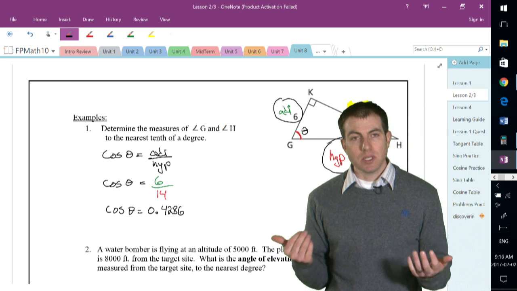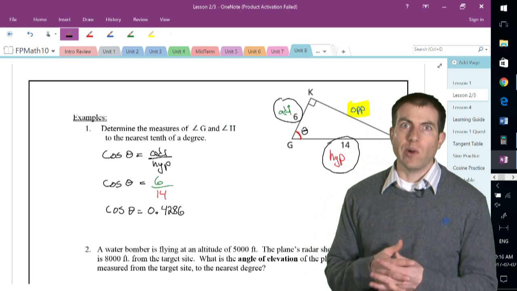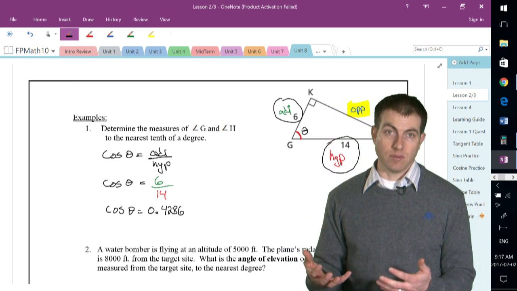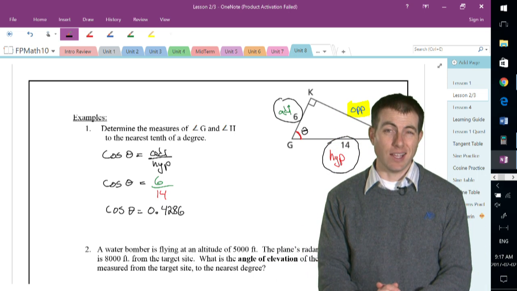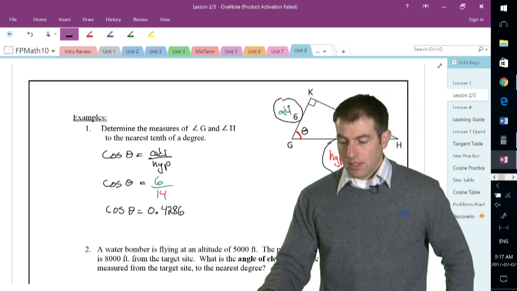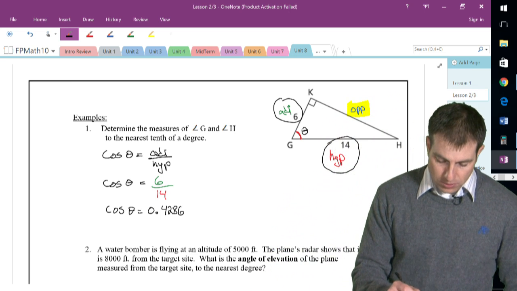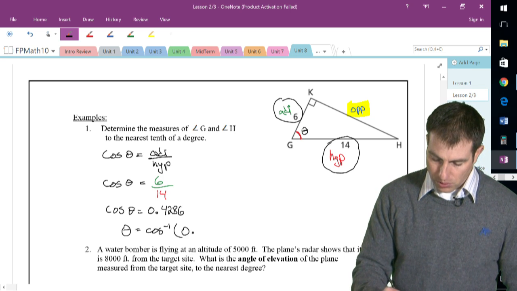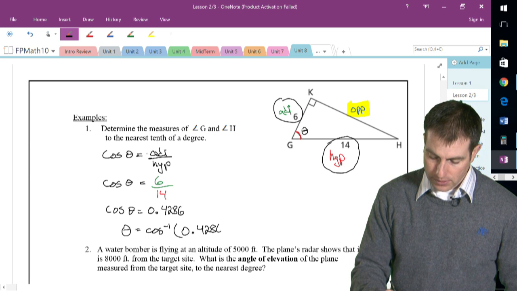The question asked me to determine the angle. So when I'm doing trig questions, I can be asked to find a side or an angle. Now in this question, it asks me to find the angle. In order to find the angle, we have to do the inverse cosine, cos negative 1, of 0.4286.